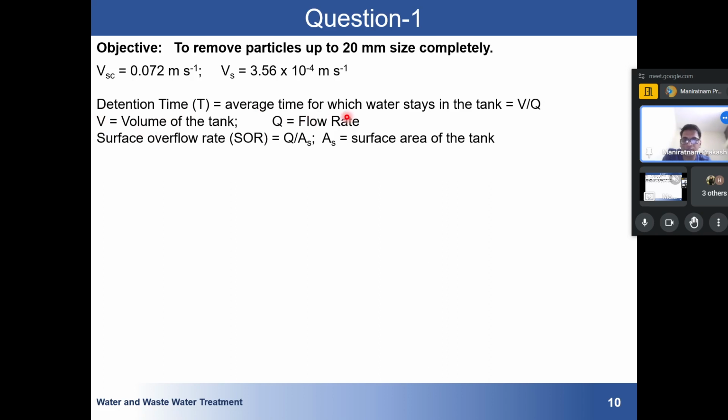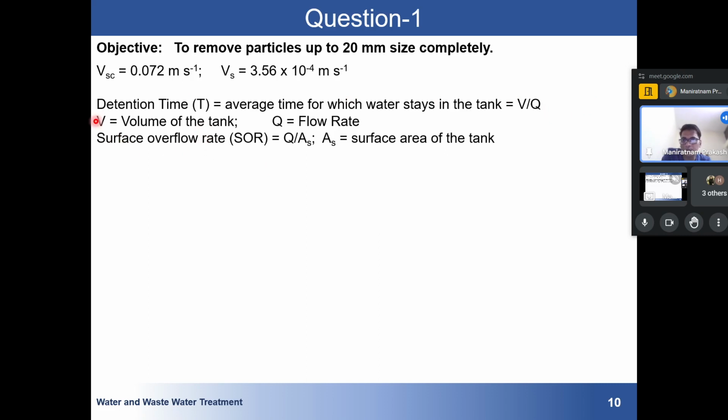Detention time is the average time for which water stays in the tank, and it is given by V, the volume of the tank, divided by Q, the flow at which water is coming to the settling tank. The unit of V will be meter cube, and the unit of flow will be meter cube per second. Meter cube will get cancelled out, and you will get your time in seconds, whatever the unit of this Q is.